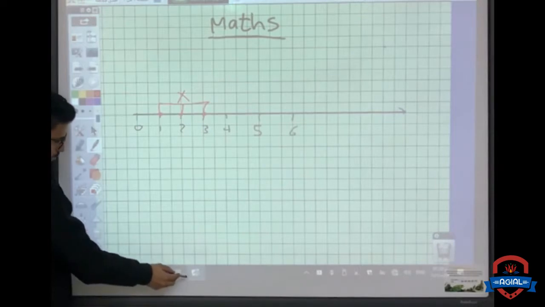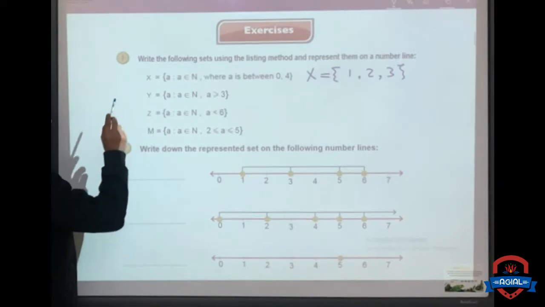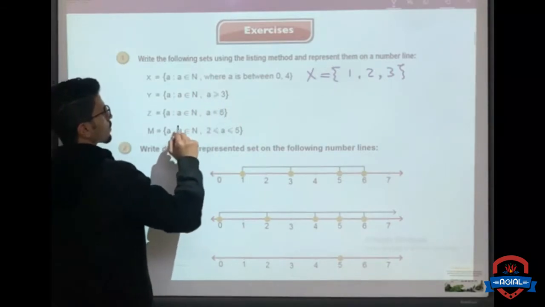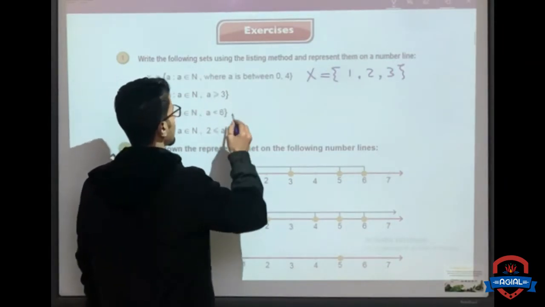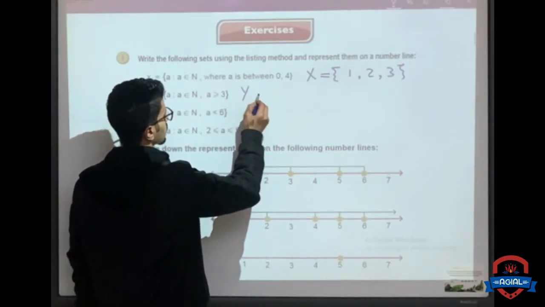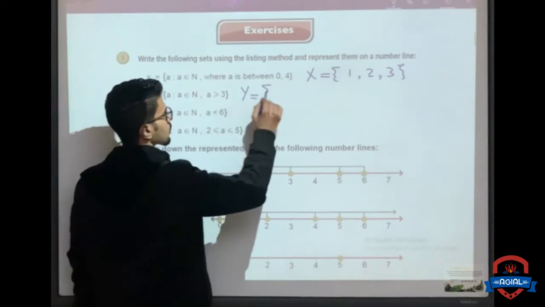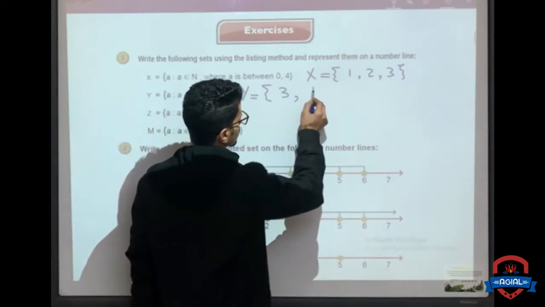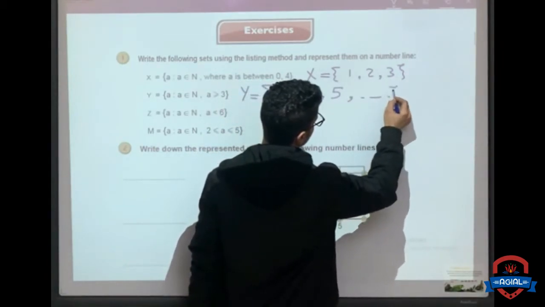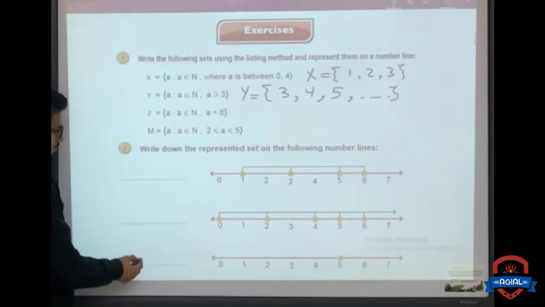Now let's look at number 2. In number 2 we have Y equal to {A such that A belongs to N and A is more than or equal to 3}. So we need to write the set using the listing method. The set Y is equal to: we have more than or equal to 3, so we start with 3, then 4, 5, and so on. So we have an infinite set, and we need to represent it on the number line.